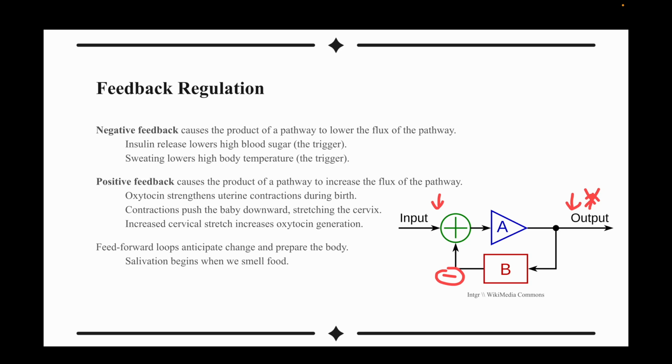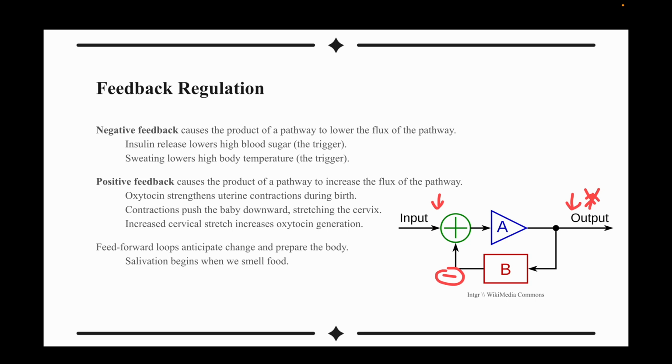Sweating is also an example of negative feedback. The input of a high body temperature triggers the release of sweat, and sweat will lower your body temperature with evaporative cooling. As your body temperature becomes lower, the demand for sweat also becomes lower, and eventually you'll stop sweating.